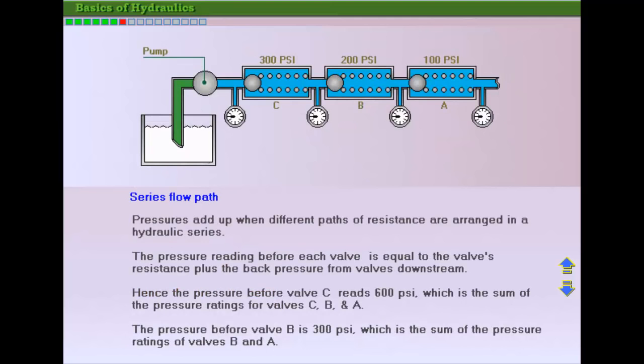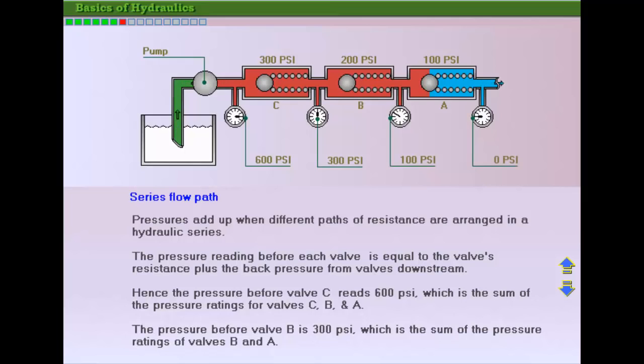When resistances in a hydraulic system are arranged in series, the separate pressure drops or resistances are additive. Here, the valves used in the previous example are connected in series. Fluid begins to flow through the system. The pressure gauges before each valve show the pressure reading to be equal to the resistance of that valve plus the back pressure from valves downstream.